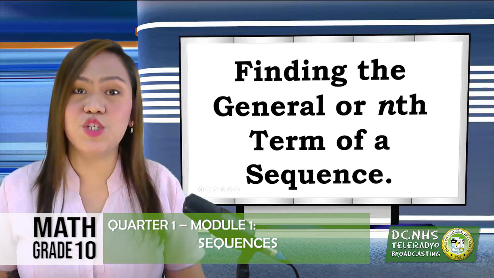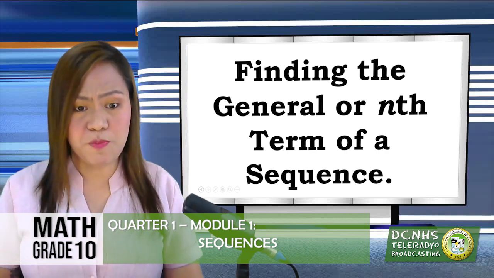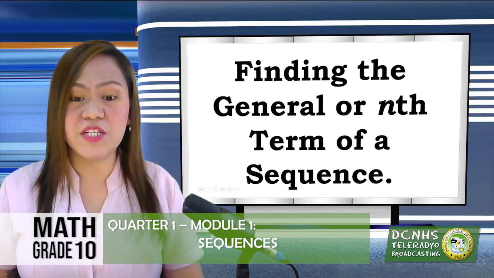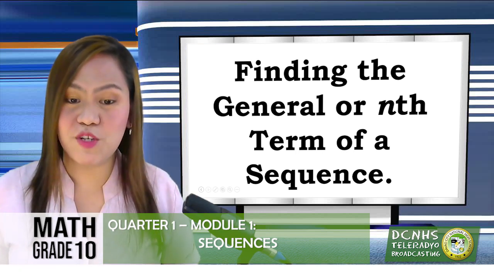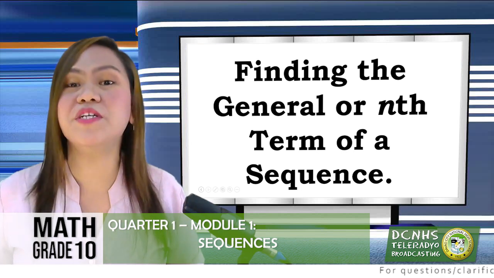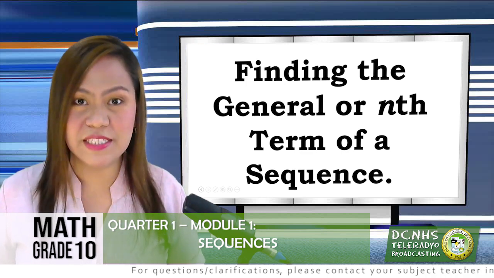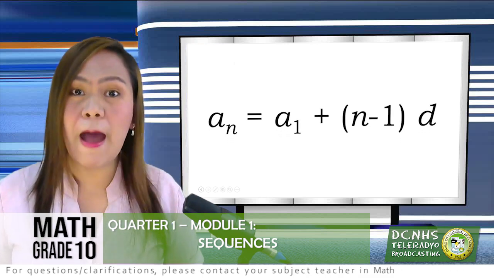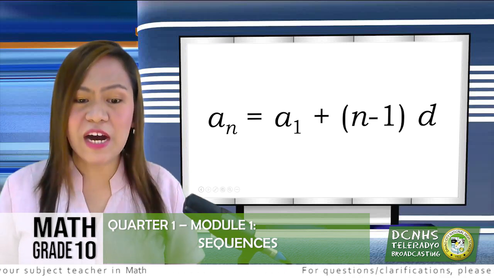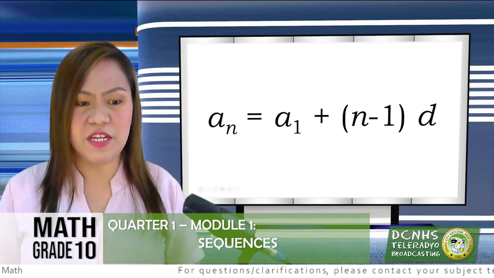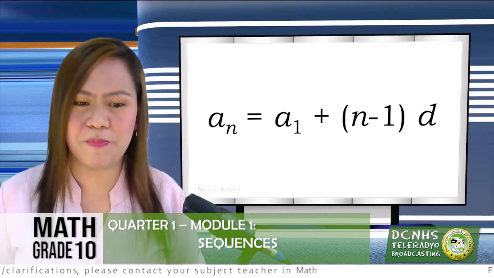Generally, if we are to look for the value of any term position, it will be equal to the first term, which is a sub 1, plus one term fewer, whatever we are at, n minus 1, and then multiplied to the common difference d. In symbols, we write this as a sub n is equal to a sub 1 plus the quantity of n minus 1 times d. If the values of a sub 1 and d are given, it would be very easy to find any term in a sequence using this formula.